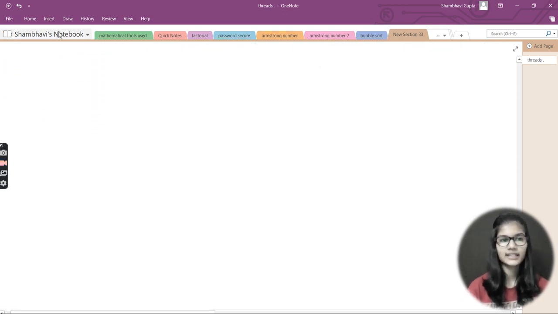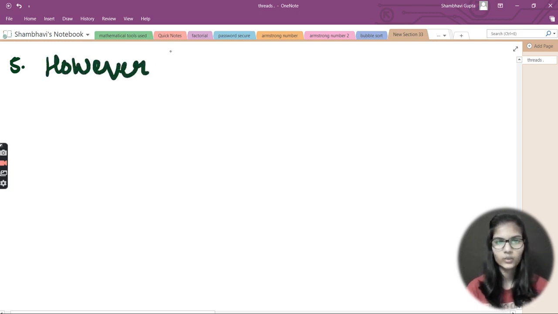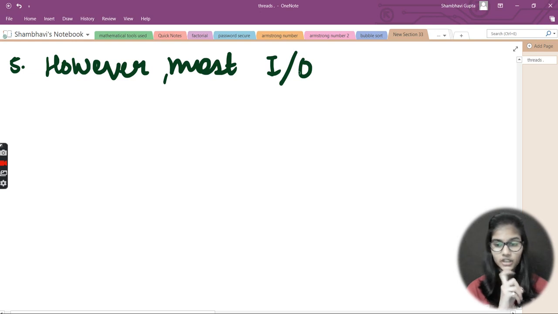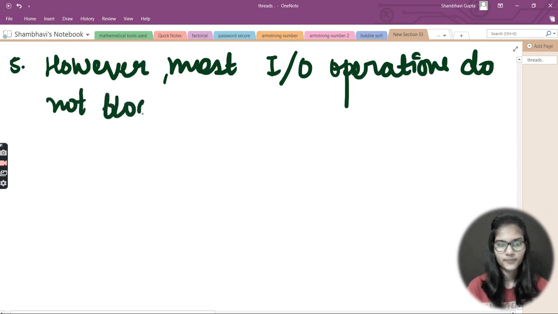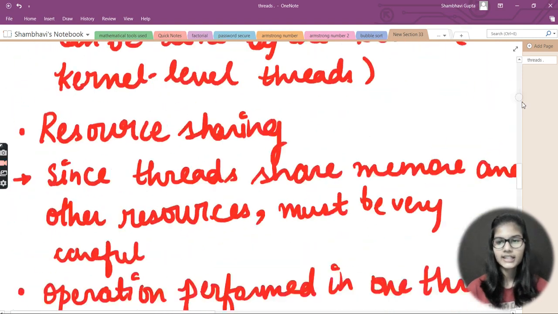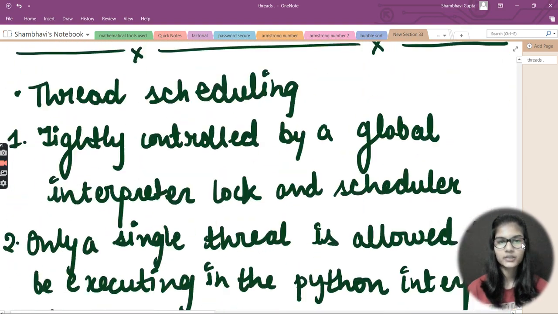Now let's see the last thing that comes here, number 5, and that is however, most input output operations, I'm writing I/O, this actually means input output, do not block. Right, so these are the 5 things that come here under the thread scheduling.